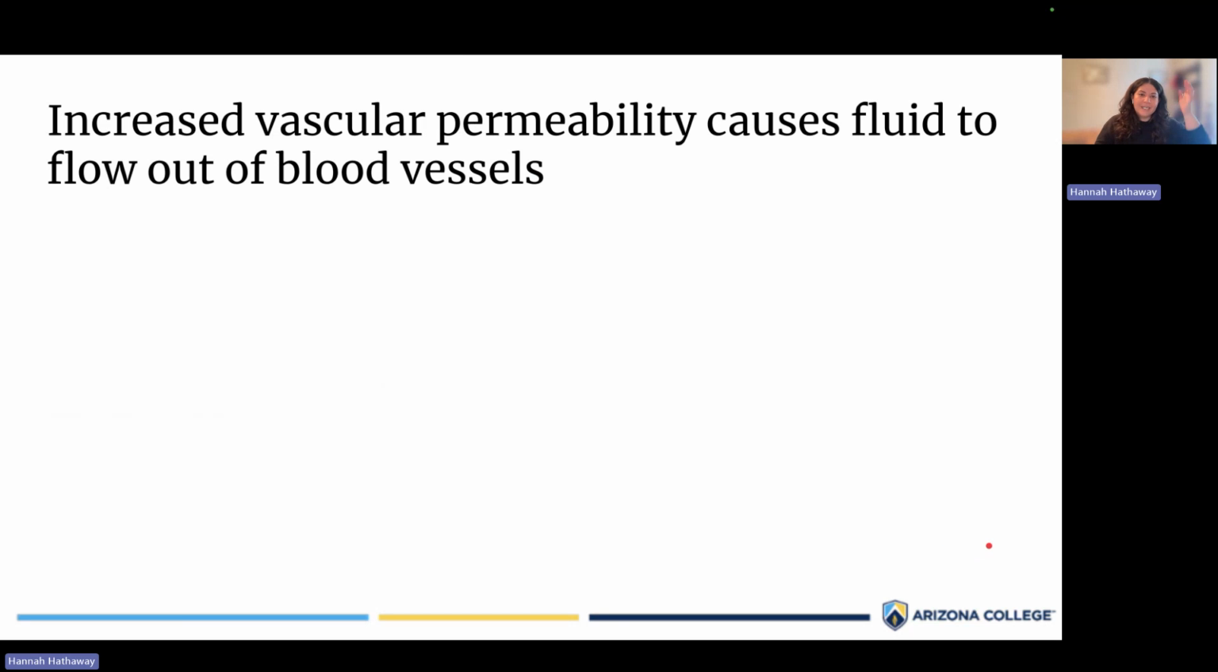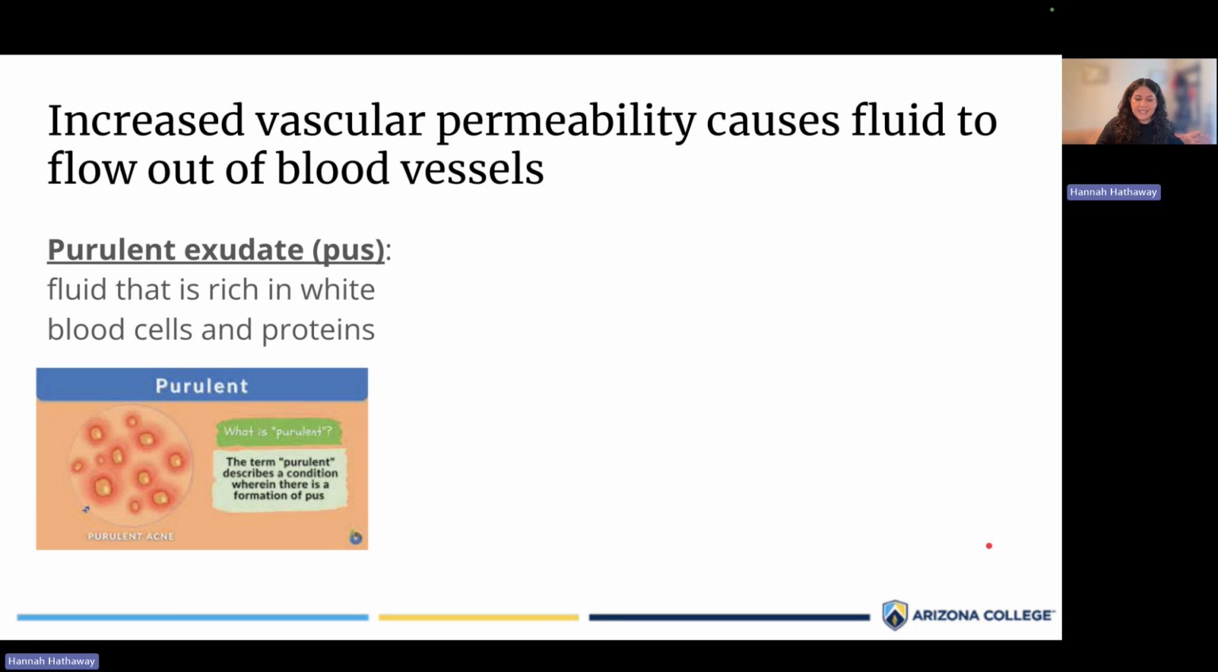Okay, so like I said, that increased vascular permeability is by design. It makes the leakiness, which helps those immune cells get to the site of injury. Some of the things that also happen because of that increased vascular permeability is fluid is going to leave the blood vessels. So if it is fluid and also cells, that fluid that's full of white blood cells, we would call that pus or purulent exudate. So once again, it's just fluid that is filled with those white blood cells.